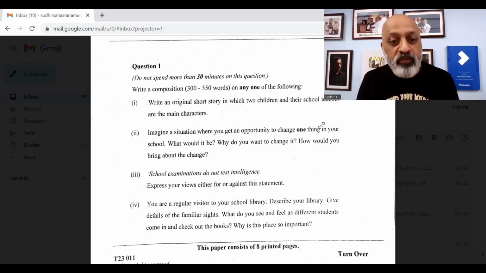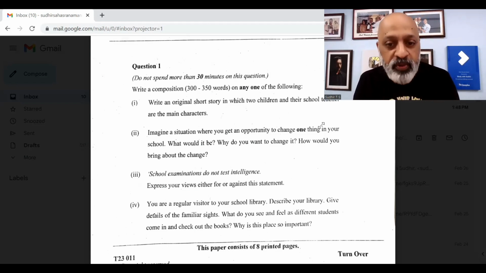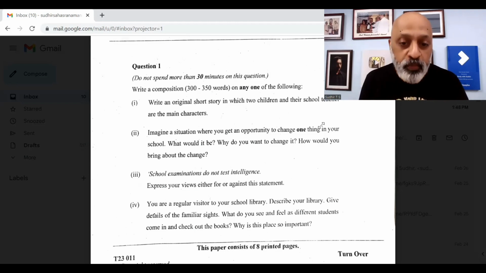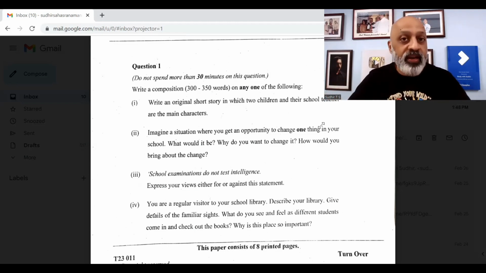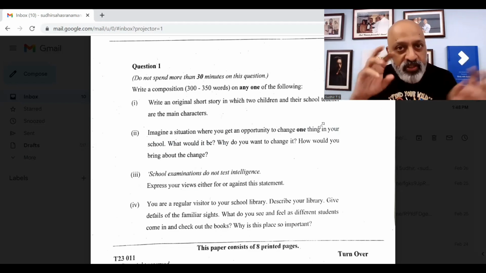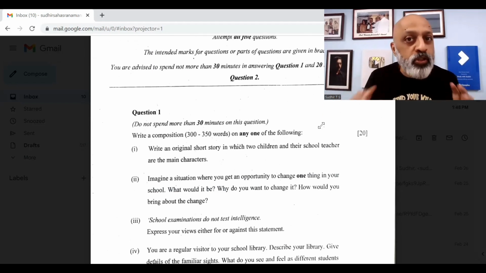You are a regular visitor to your school library. Describe your library, give details of the familiar sites. What do you see and feel as different students come in and check out the books? Why is this place so important, right? So library is again something. So you realize everything, very surprisingly, is all about school.